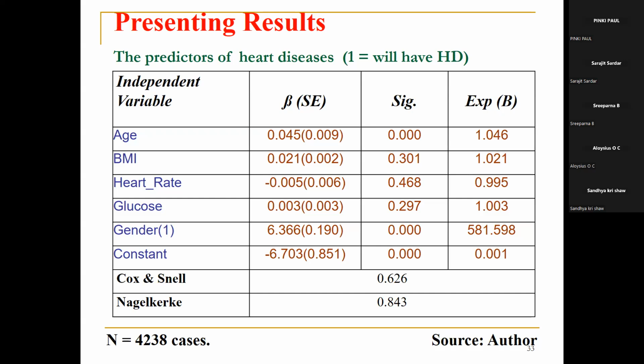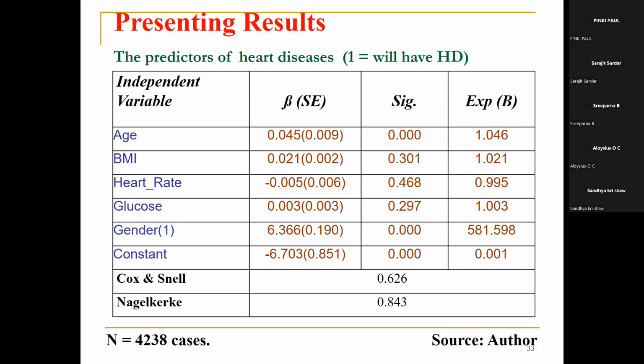Sorry. The main thing is that you have to represent the B, the standard error, the significance values, and the odds ratio. These are more important. And there are two R square values, Cox and Snell and Nagelkerke. So you have to mention at least these things to represent your results, and you have to find out which one is your reference level.